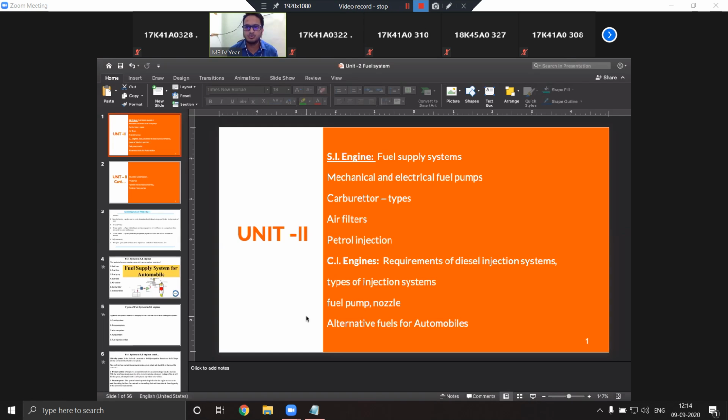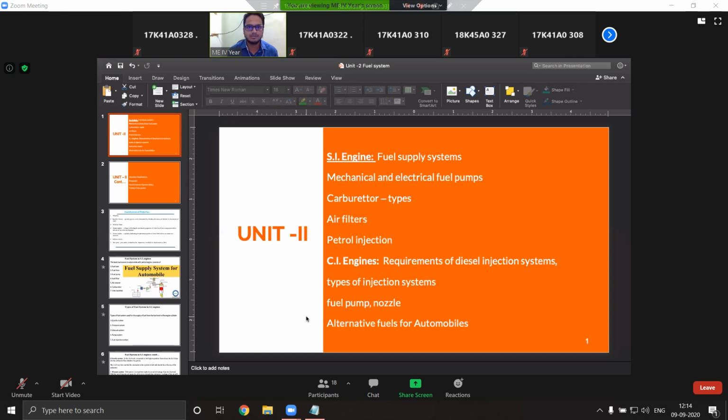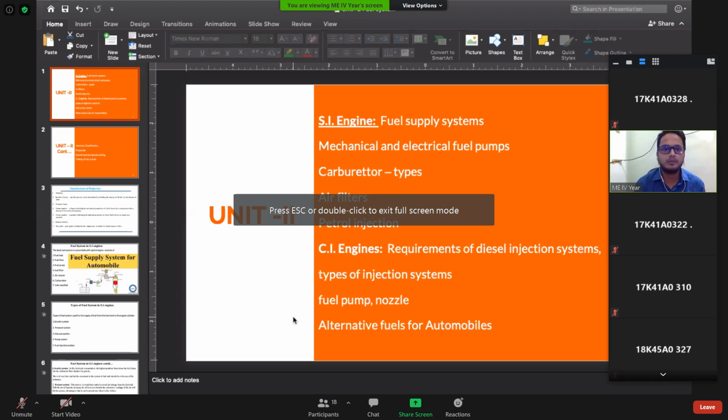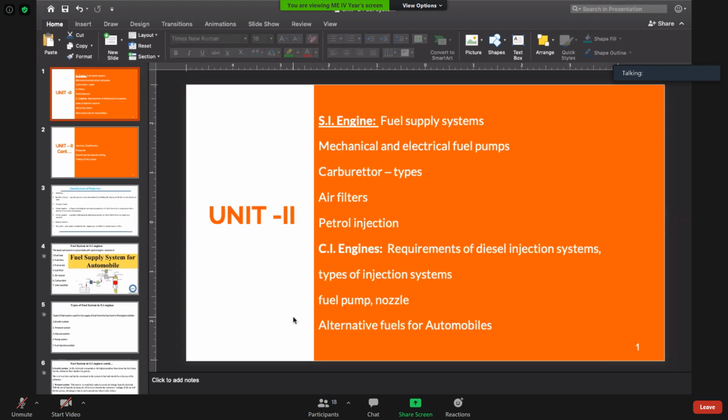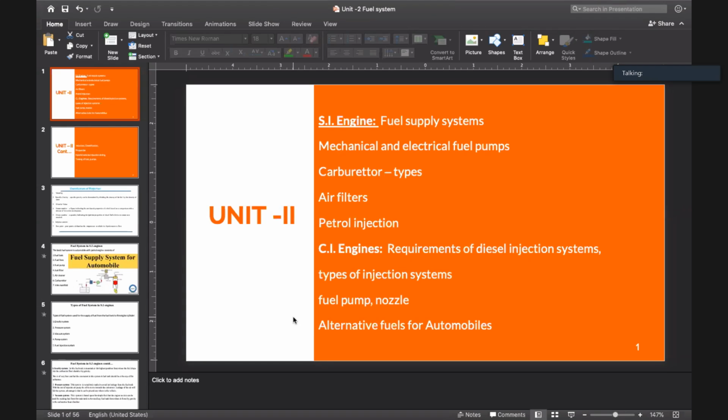Just to show you what is there in our syllabus. Automobile engineering. Are you able to see the computer screen, the syllabus? Yes, sir. Okay. So this syllabus is in front of you.